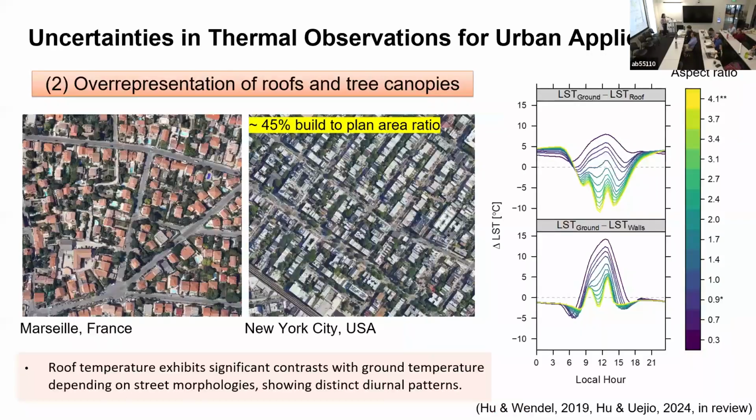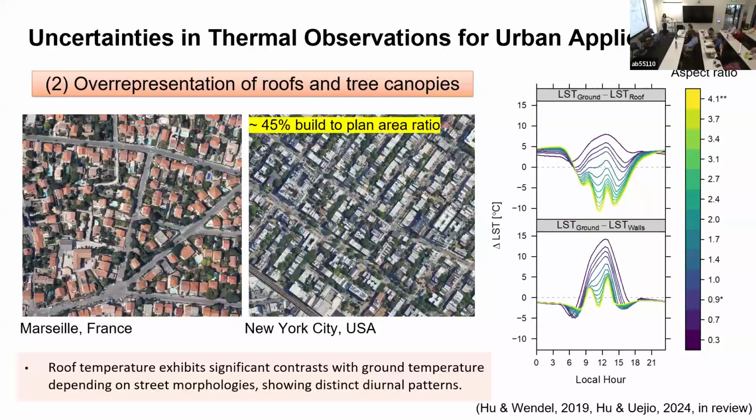Even with perfect nadir view observations, here are two example pictures from the French city Marseille and Brooklyn in New York City. You can see there is a large fraction of roof coverage. These different roof properties can influence the temperature we observe from the satellite directly. But most of our activities are on the ground, so we experience the atmosphere and the radiation at the floor level of the city.